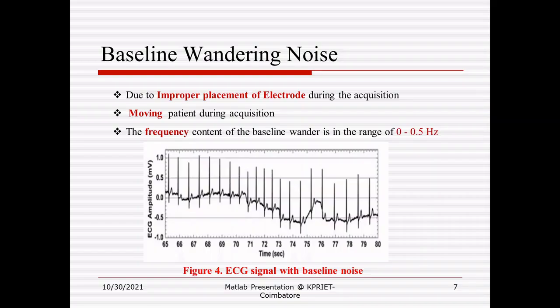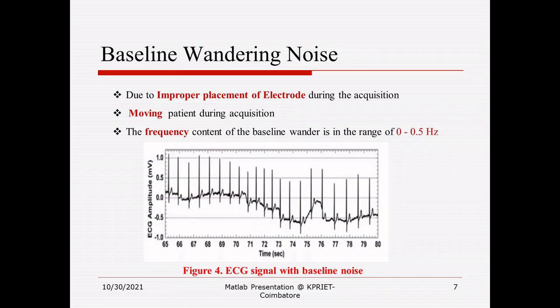Figure 4 shows a model waveform of how the ECG signal is interfered with by a baseline signal. Here you can notice that the signal has multiple ECG waveforms, and in a few parts of the waveform, like from 69 millisecond to 75 millisecond and 78 millisecond to 79 millisecond, you can see the ECG waveform goes down to the baseline noise. This occurs due to the improper placement of an electrode during the acquisition.